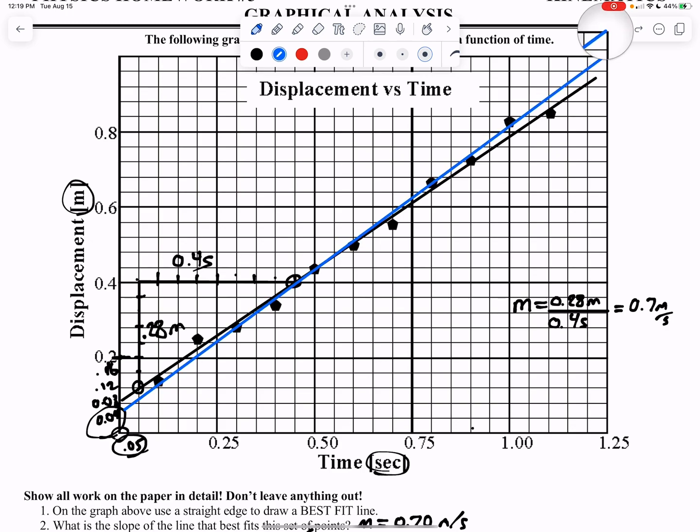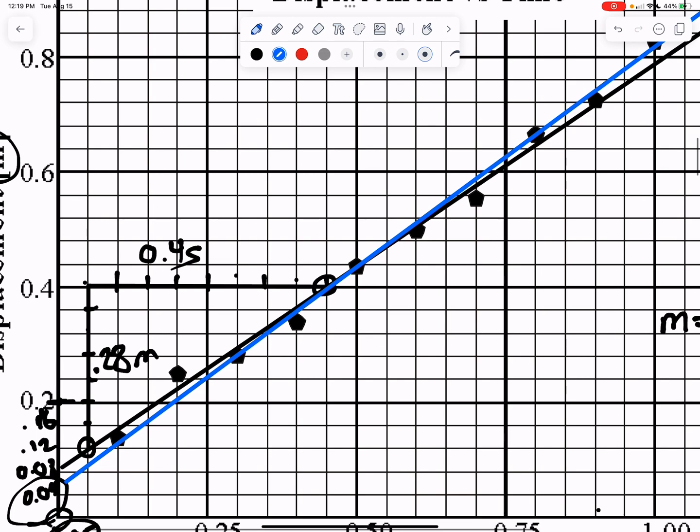Okay, there's my max slope. Now let's go ahead and find the max slope. Same idea, same way we go about it. So I like that intersection point there. Could even make an argument for that one right there.